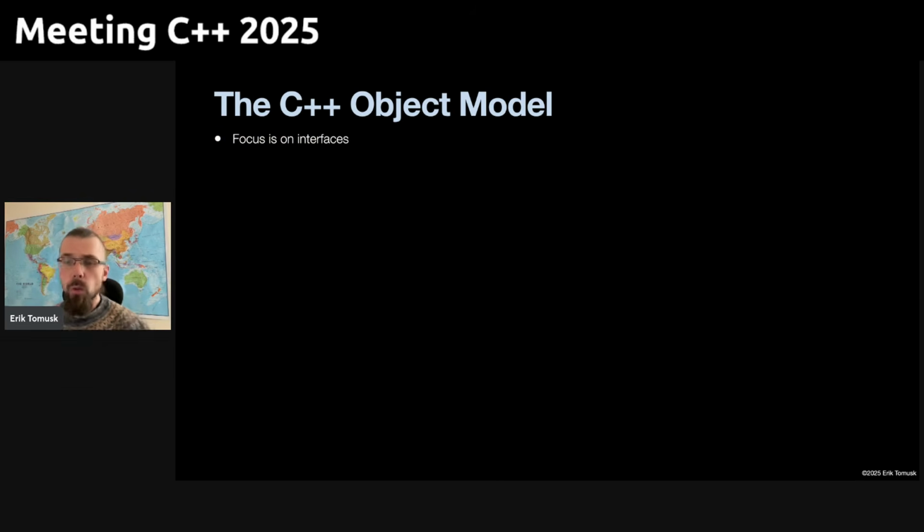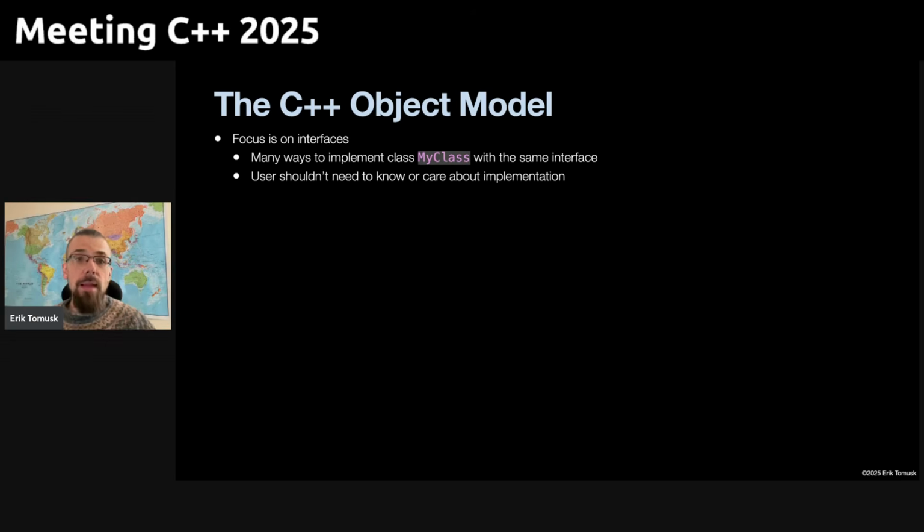So next, I want to talk a little bit about how interfaces factor in with local reasoning. The class I just showed you, there are many ways of implementing this class to have the same interface. And the user of the class shouldn't need to know or care about the implementation. It's up to the class how it manages any objects and any other state that it owns.